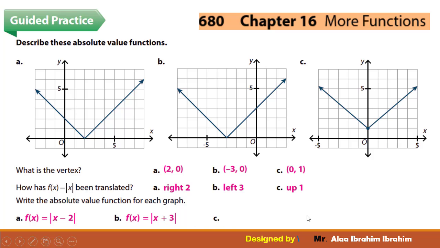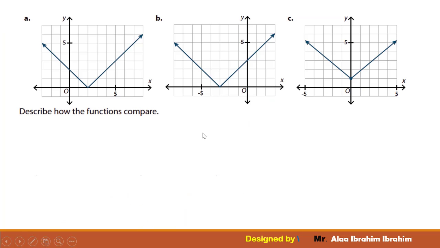Here up. So this means my number is outside of the absolute value like this. So up 1 means plus 1 for the function. I think it's clear and easy to deal with this example or something like this example. Now we complete with the same one. Describe how the functions compare. Let's compare them.